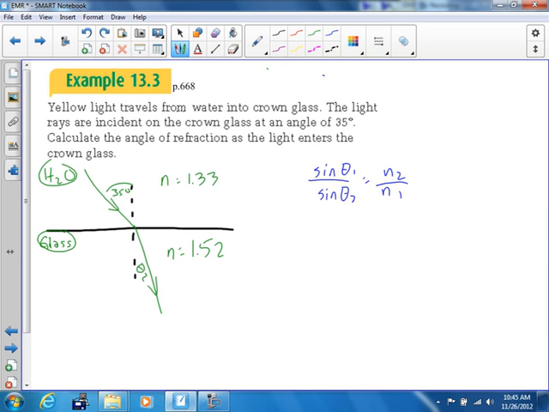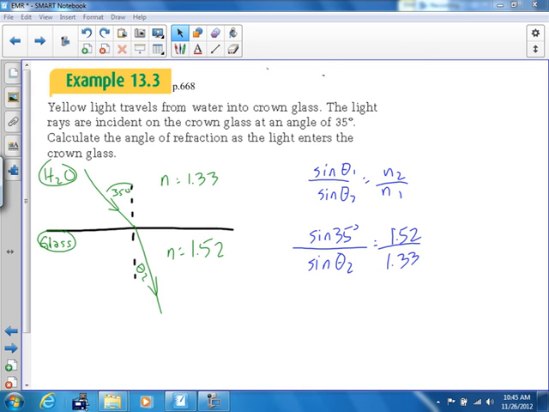Let's say sine 35 degrees over sine theta 2. This is a little bit ugly to solve for here. Equals n2, which is, what is it, 1.33 or 1.52? 1.52 over n1, which is 1.33. Let's simplify this a little bit, getting some numbers here. Let's pull up the calculator.